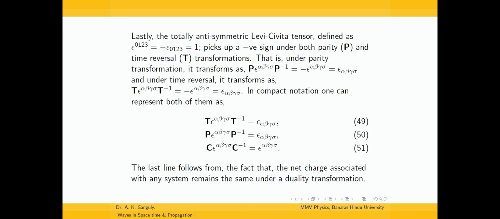To put it differently, one can say that under a duality transformation, the net charge associated with a system does not change, it remains the same. Therefore, under charge conjugation, the Levi-Civita symbol remains its original form.